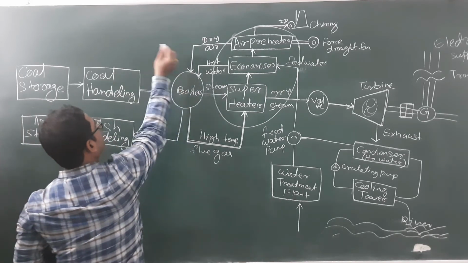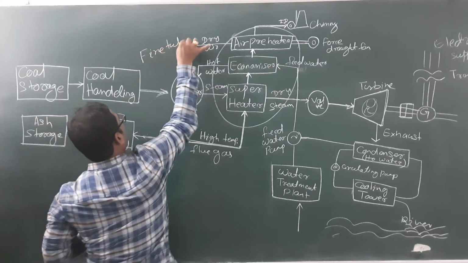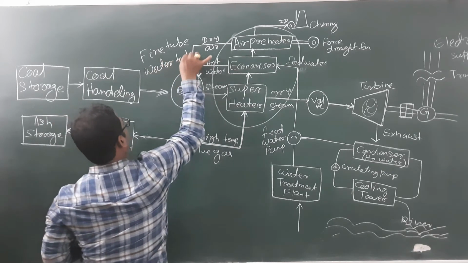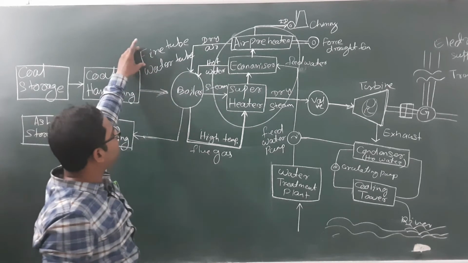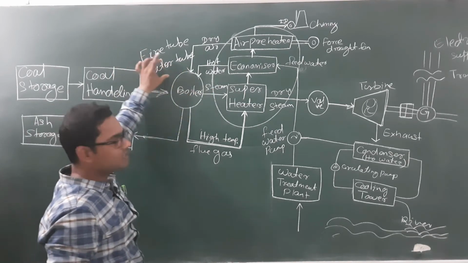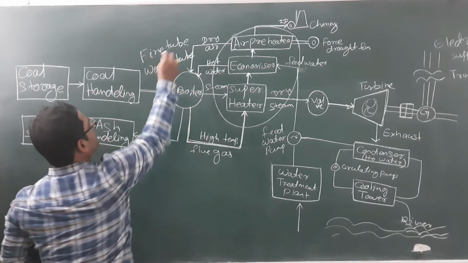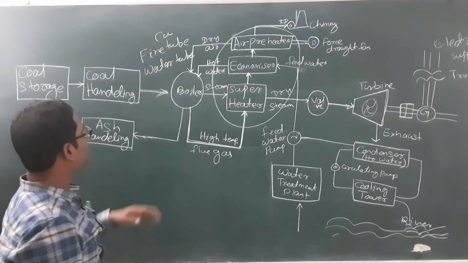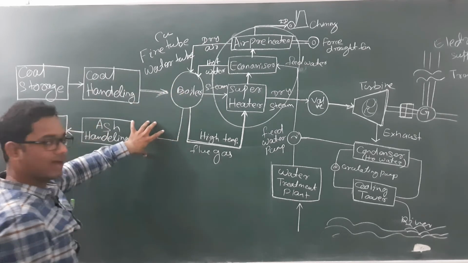So your boiler has two types: one is the fire tube and one is the water tube. Inside the tube, if the fire is there, it is called a fire tube, and if the water is inside the pipe, then it is called a water tube boiler. And these tubes are made of copper.